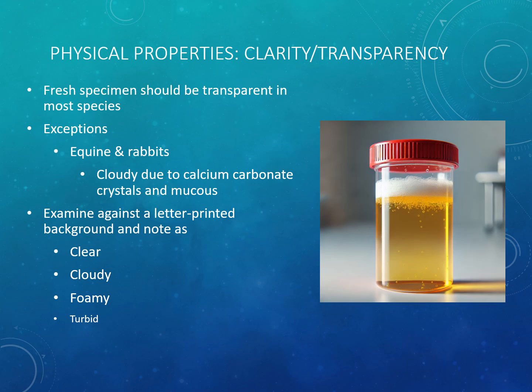And then we have foamy urine. You can actually see in this picture, this urine has foam at the top. This is usually due to protein. And then turbid urine is when it's so thick that you just can't see through it at all. And that's what we have here on the right. This urine is not only turbid, but it is also foamy.